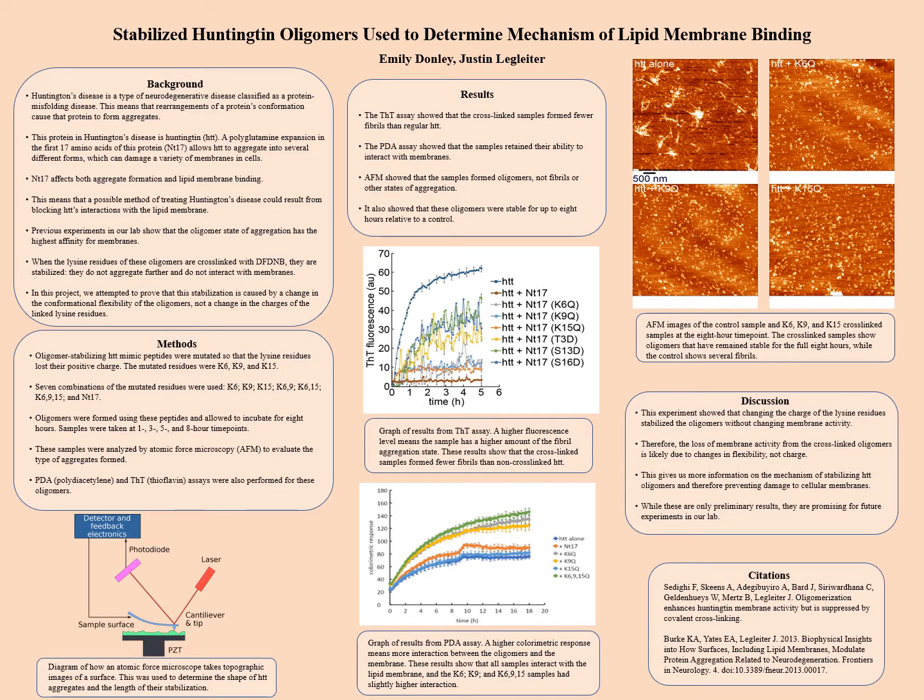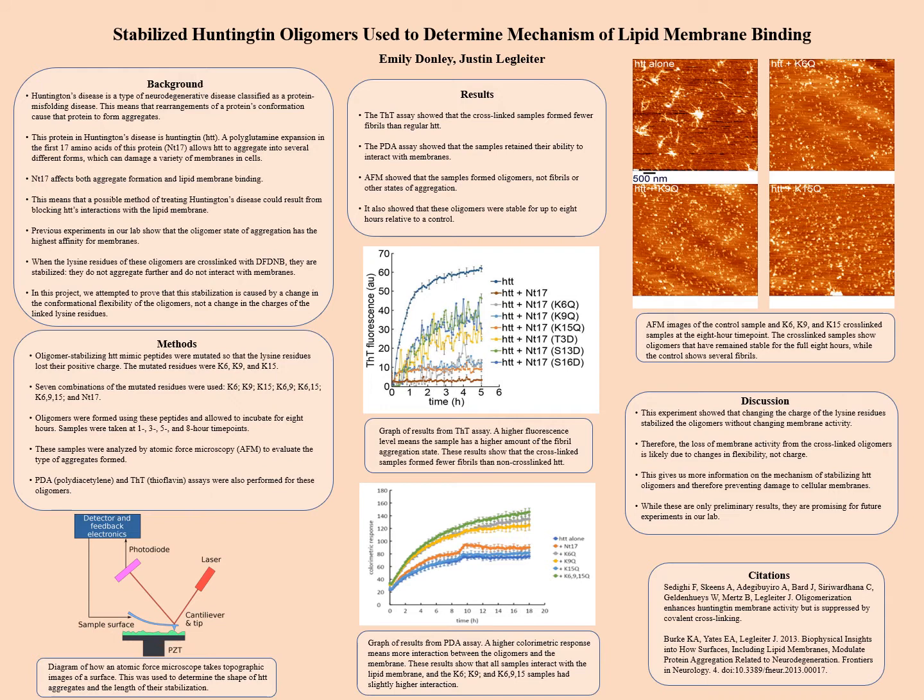PDA, or polydiacetylene, and thioflavin assays were also performed. In the bottom left is a diagram of how atomic force microscopy works. A cantilever with a nanoscale tip moves over the surface of the sample, moving up and down over structures on the sample's face. A laser bounces off the cantilever, and its change in position is recorded by a sensor, allowing us to make a sort of topographical map of the sample's surface and determine the shape of any aggregates.